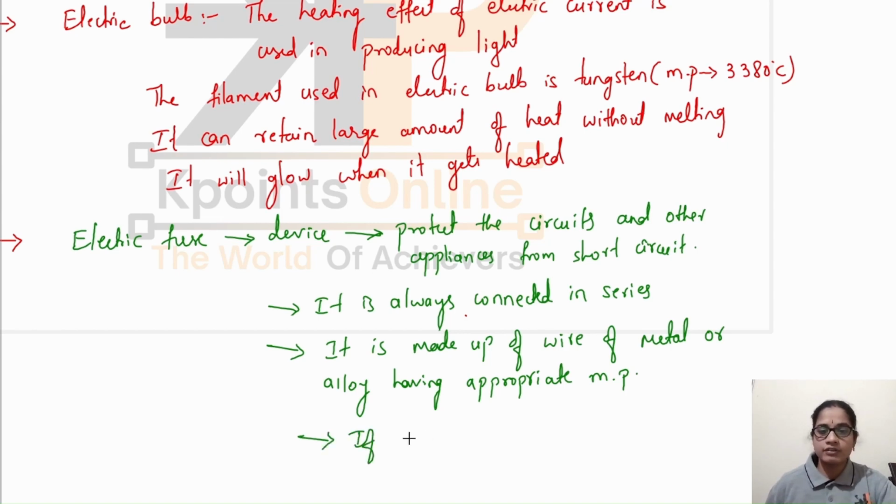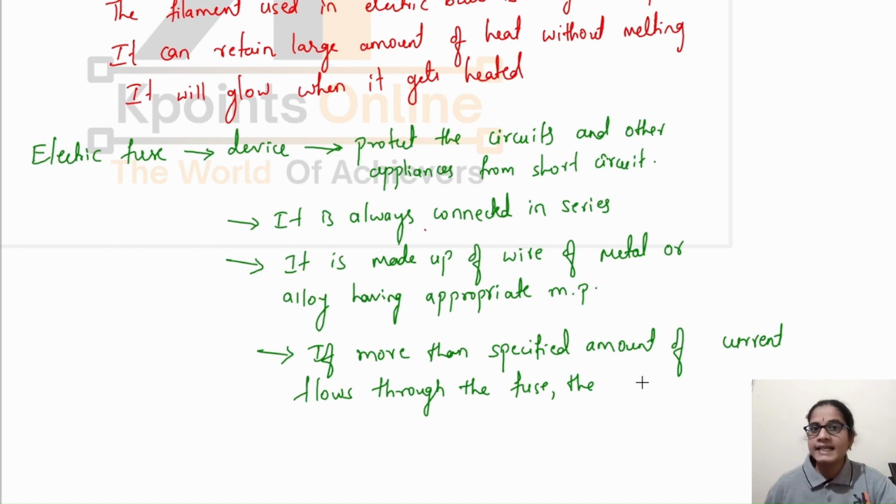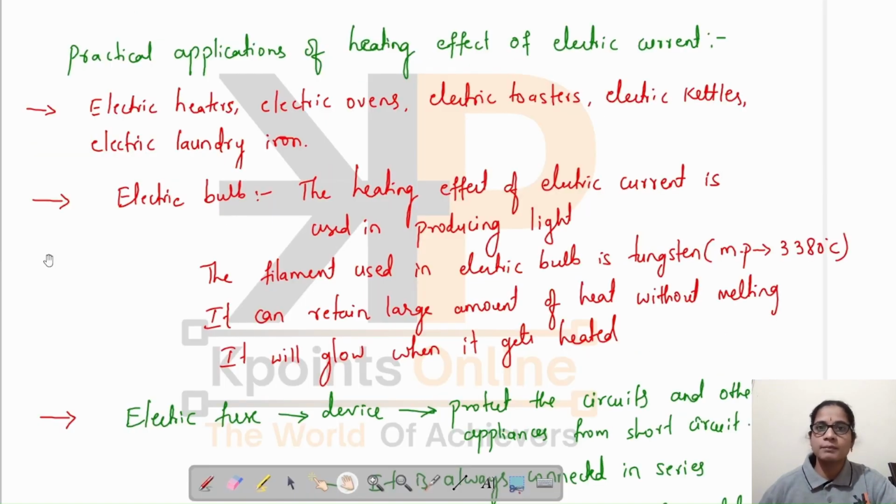And if more than the specified value of current flows through the fuse, the temperature of the metallic wire increases and it melts. So this prevents short circuits. This is about the practical application of the heating effect of electric current.